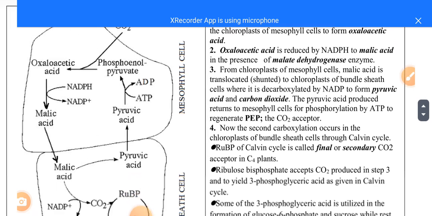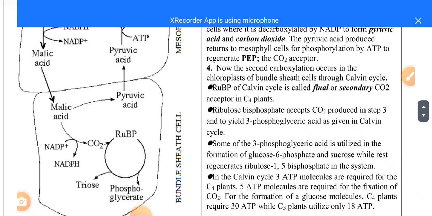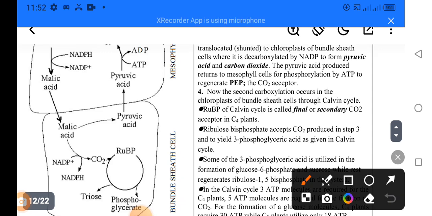Now the malic acid which is formed in the mesophyll is shunted to the bundle sheath, as you can see here. From the mesophyll it enters the bundle sheath cells. When it reaches there, the second carboxylation occurs in the chloroplast. The first one occurs in the mesophyll cells, as we saw, and the second one occurs in the bundle sheath cells. The second carboxylation occurs in the chloroplast of the bundle sheath cells through the Calvin cycle.